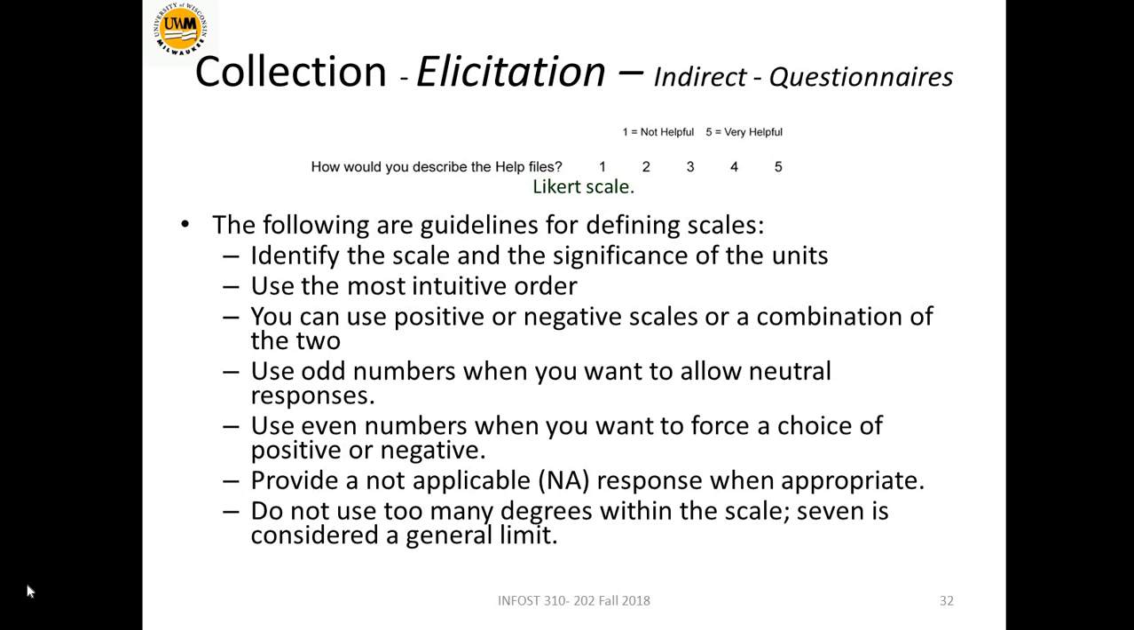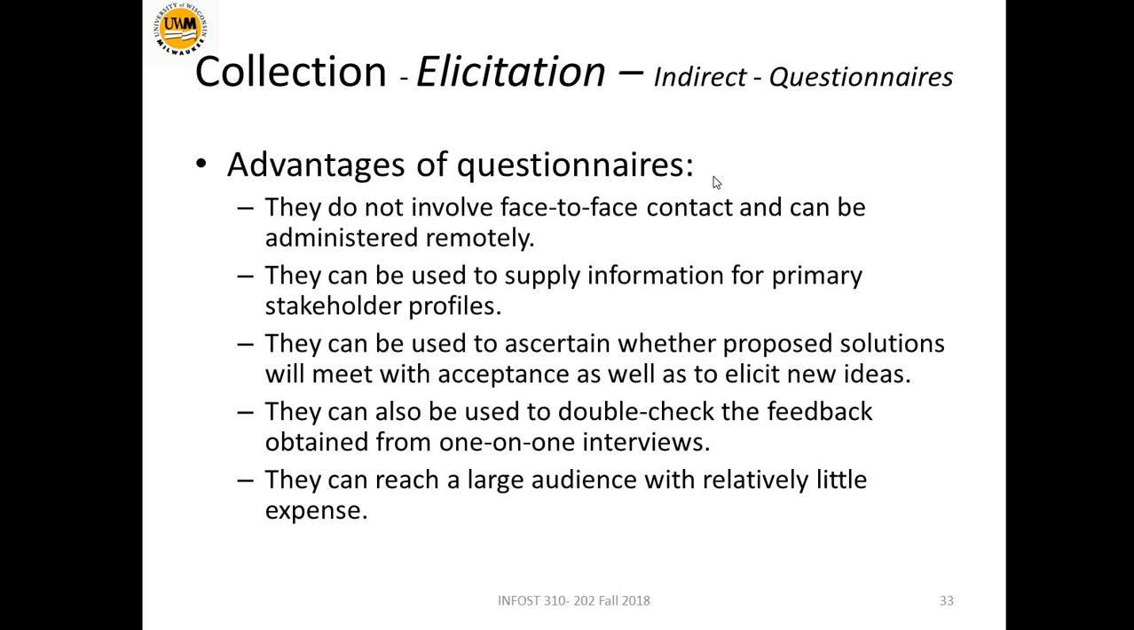When using scales, we identify the significant units. For example, like we see here, 1 is not helpful, 5 is very helpful, and in between. Okay, we can use positive and negative. If we want neutral, they have to be odd numbers. If we want either positive or negative, we have to have an even number of choices and so on.